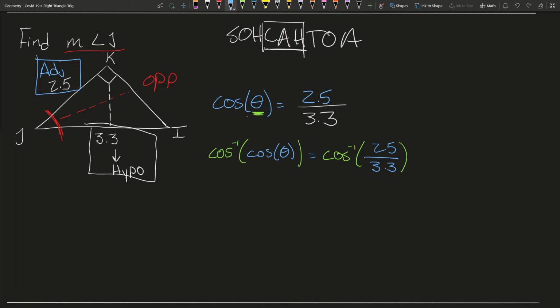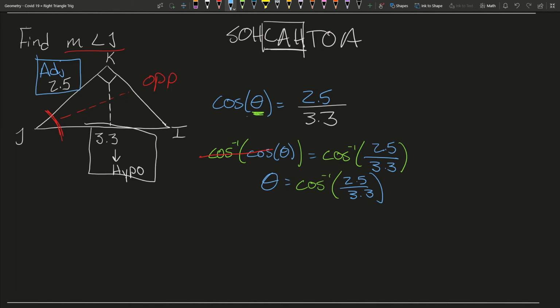And when we do that, these two cosines will end up canceling. So cosine inverse undoes cosine, and we're just left with theta. And then we have the inverse cosine of 2.5 over 3.3. So again, if we do that on a test or a quiz, that is 95% of the points right there. Okay.